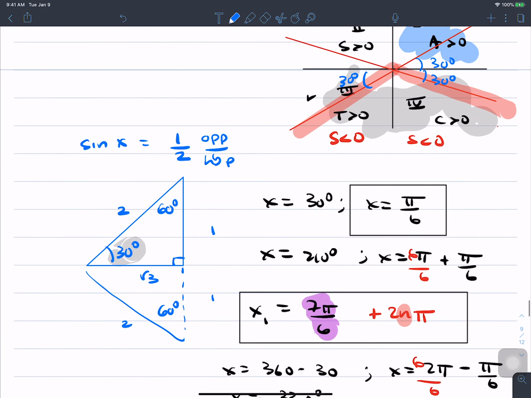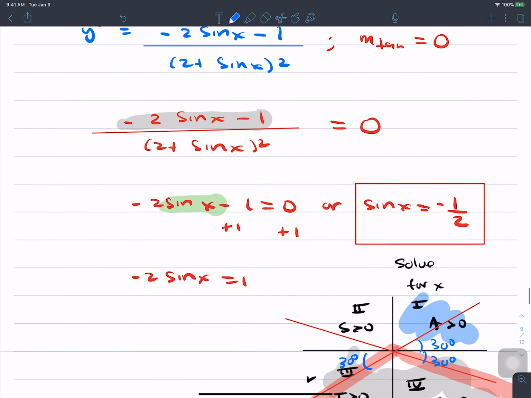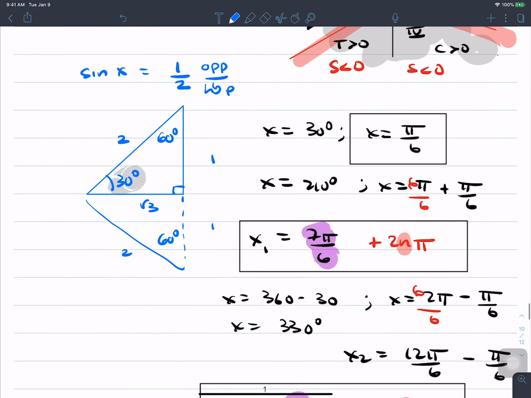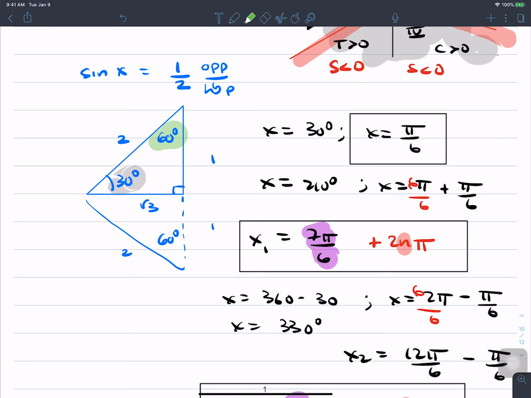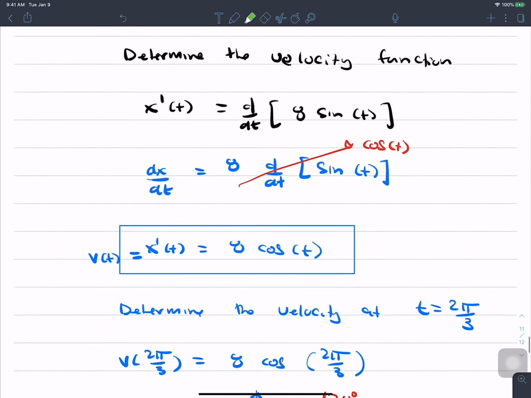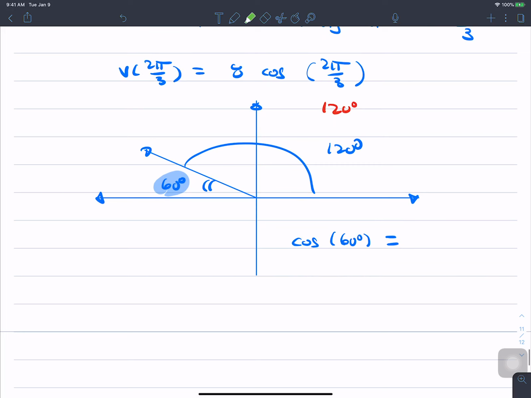At least we have the triangle. Anyway, we can find cosine. Cosine of 60, ladies and gentlemen, use the definition. It's adjacent over hypotenuse. It's 1/2. Okay, so this is 1/2 here.